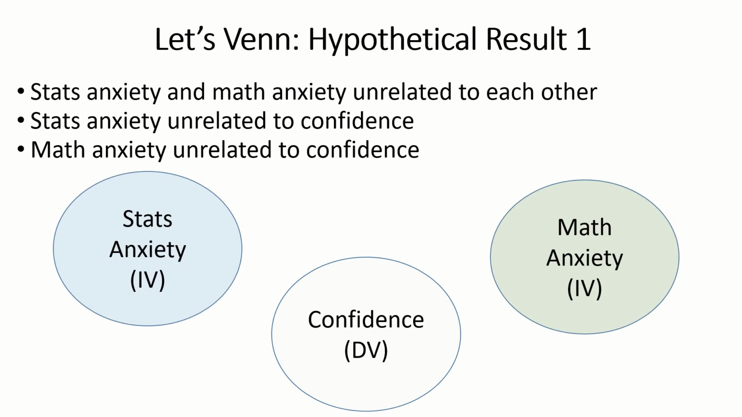So your Venn diagram should look something like this, where all 3 circles are drawn, but there is no overlap whatsoever between the 3 variables. All 3 variables are unrelated to each other, so there should be 0% overlap. All the R's here would equal 0.